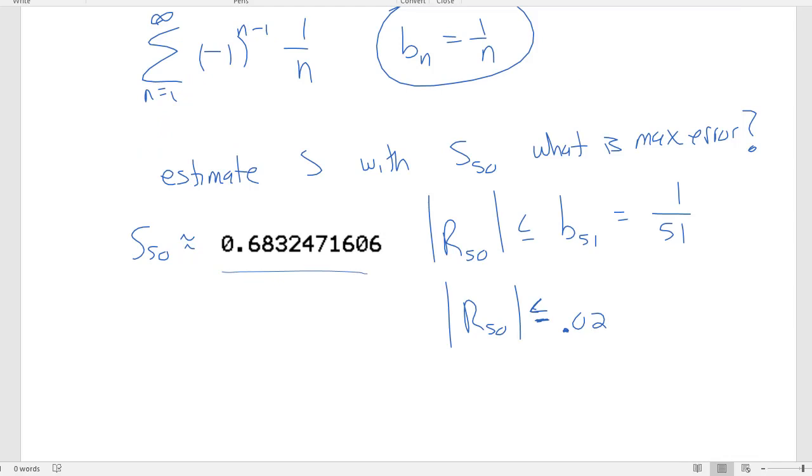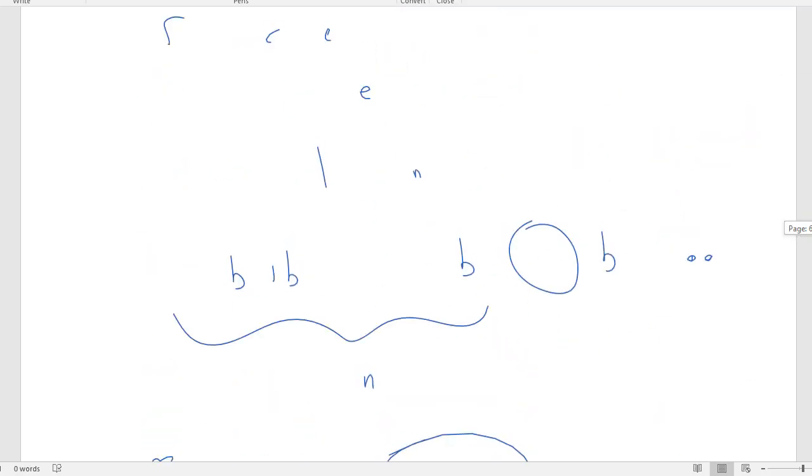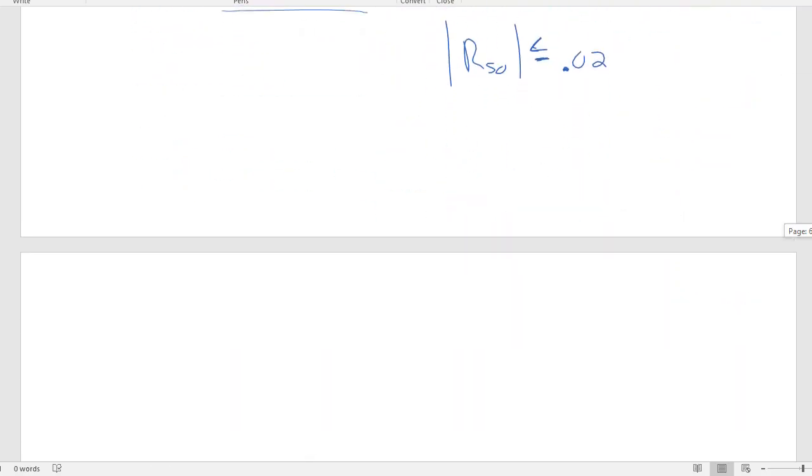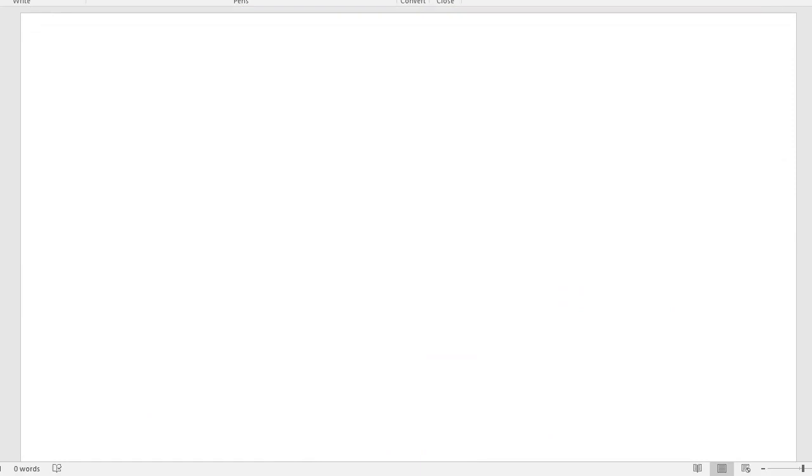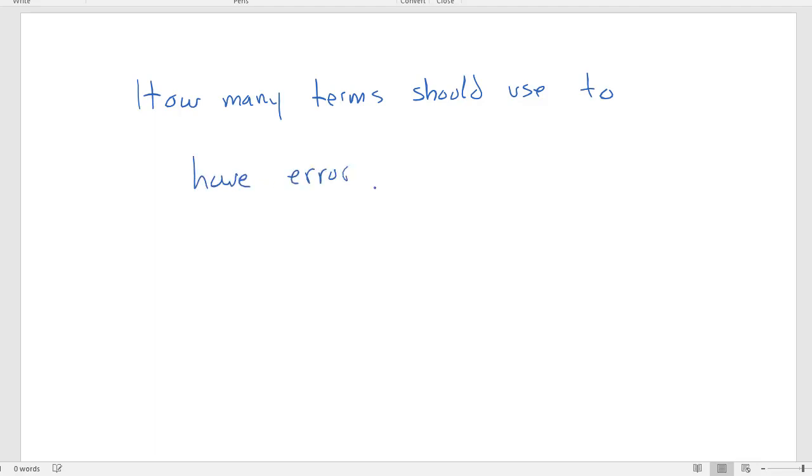All right, now let's say we come back to this problem and we're asking how many terms do I need to find a specific prescribed error. So let's say we're asking how many terms should we add, or should we use, should we sum, to have my error less than 0.0001, something like that.